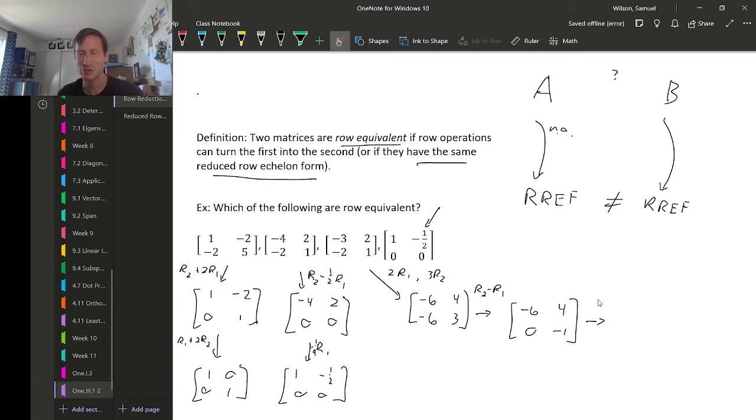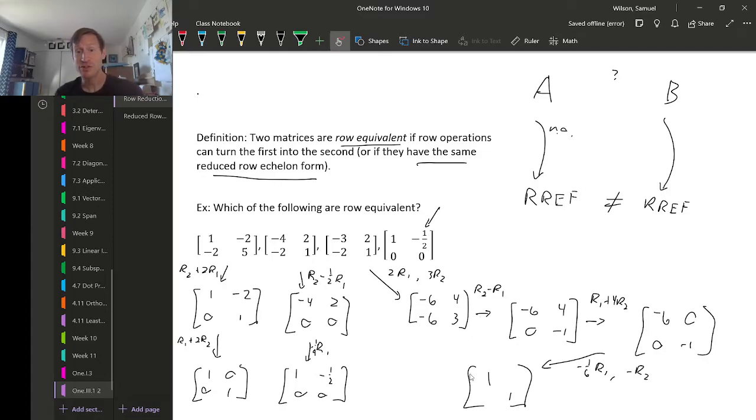Okay, now I can do row 1 plus 4 times row 2, so minus 6, 0, 0, minus 1. And then finally we can do row 1 times minus 1 over 6 and row 2 times minus 1. I think that'll do it. So then we get 1, 1. Okay, so now that we have the reduced row echelon form for all of these matrices, row equivalent matrices will have the same reduced row echelon form. So, well, there's this one and this one. So these are row equivalent.